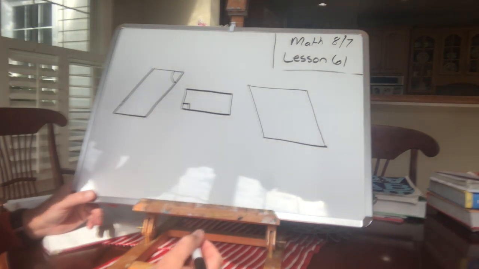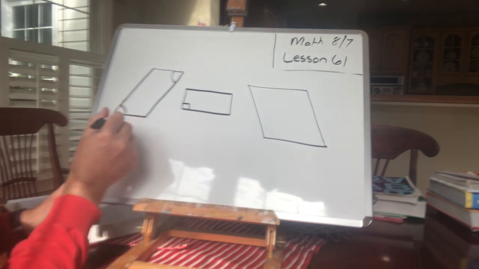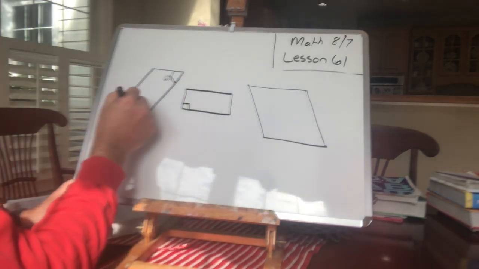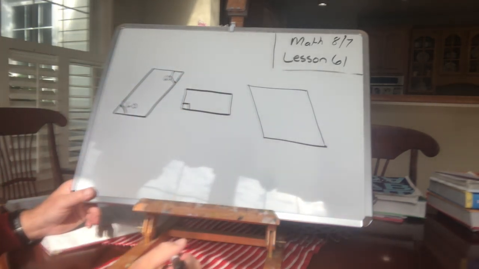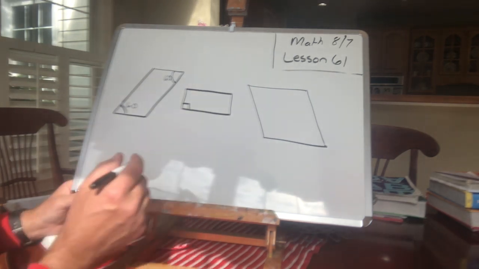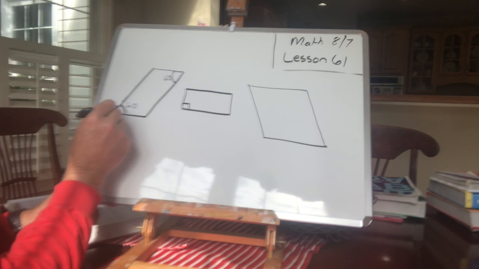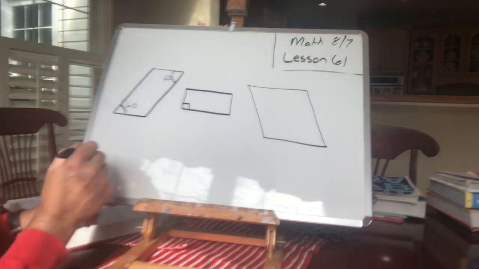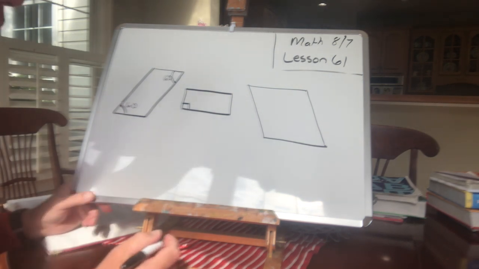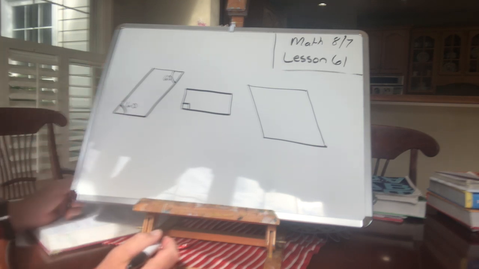But it is a parallelogram, and in any parallelogram, opposite angles are going to be equal. So if this angle right here is 60 degrees, that means this angle down here is going to be 60 degrees. The angles are also supplementary. That means that two angles that are adjacent to each other, right next to each other, it could be this one and this one, or this one and this one, supplementary means they're going to add up to 180 degrees. So 180 minus 60 would equal 120.